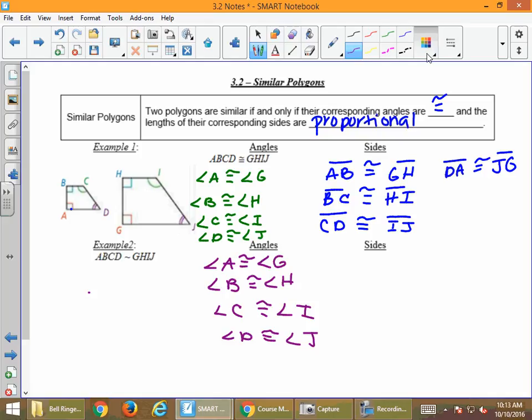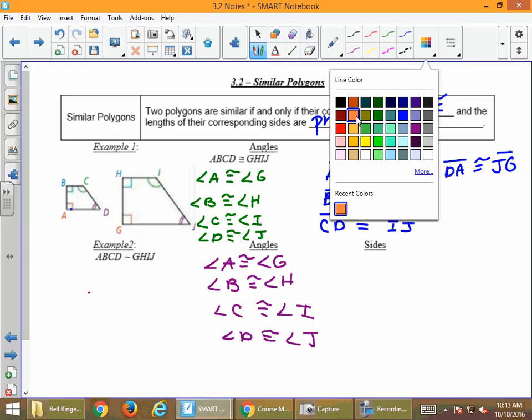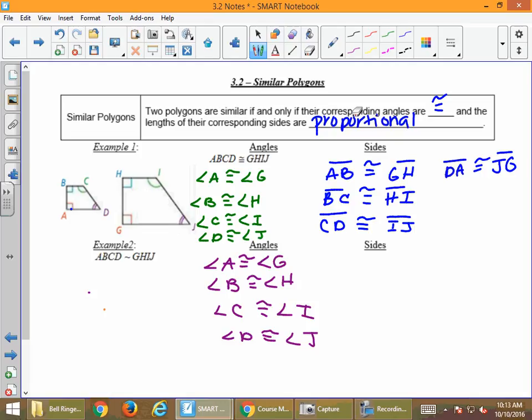which figure you pick first. I like to go left to right, so I'm going to start with the one on the left. I'm going to pick the first side. I'm going to pick AB, just like we did here. We said which side matched up with AB? GH. Yeah? I'm going to set it up like a fraction.